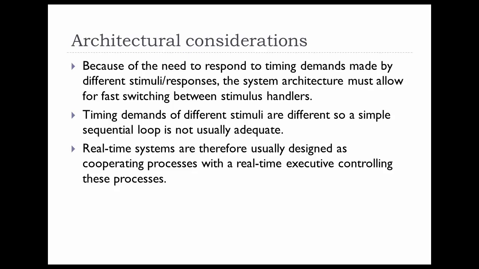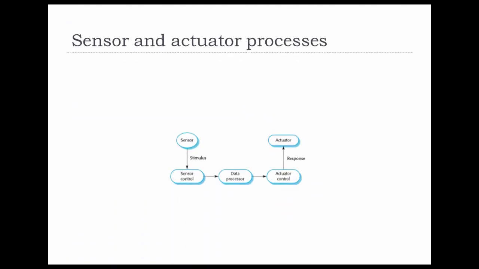Architectural considerations. Because of the need to respond to timing demands made by different stimuli or responses, the system architecture must allow for fast switching between stimulus handlers. Timing demands of different stimuli are different, so a simple sequential loop is not usually adequate. Real-time systems are therefore usually designed as cooperating processes, with a real-time executive controlling these processes.